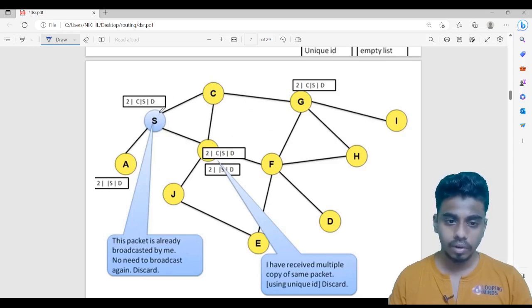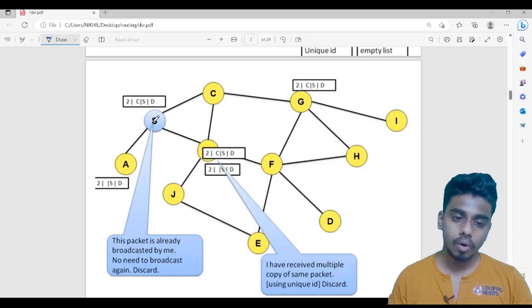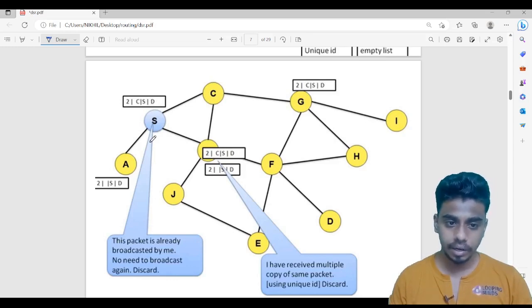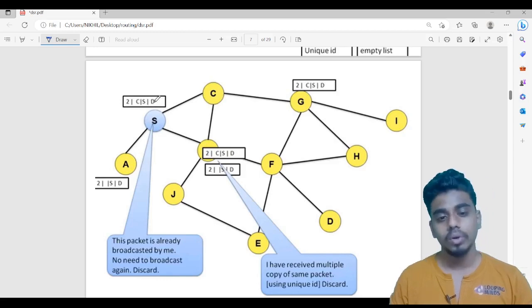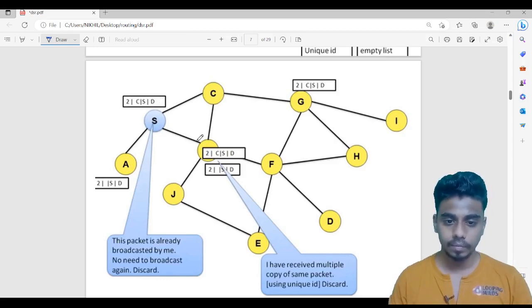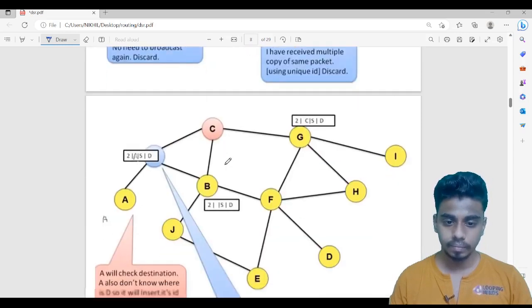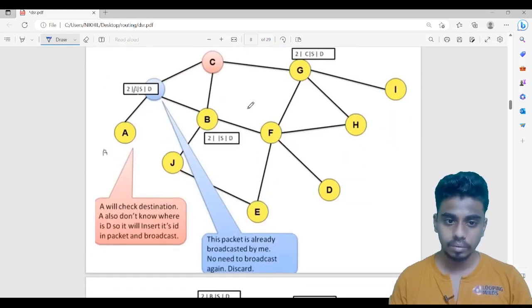Now what will S think right now? I have already broadcasted a packet with the same ID, right? Just now S has broadcasted the packet to C, A and B. So the same packet came again to S, so it will discard the packet. Now what is the case with B? B has received multiple packets with the same ID, so it will discard the later packet. The later packet is the one received from C, so this will be discarded. So this is the situation right now.